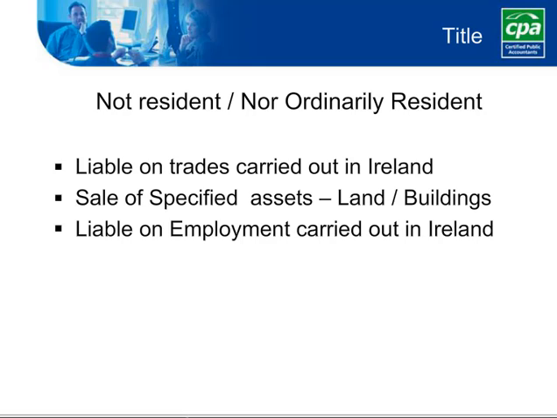A person who is not resident nor ordinarily resident, so the previous example there, when he shed the ordinarily resident status, is liable on trades carried out in Ireland, that could be from a permanent establishment in Ireland, and liable to capital gains tax on the sale of specified assets, which are generally just land and buildings in Ireland. That's why you need a CG50. You'd have to go along to get a CG50, and that's one of the ways Revenue control it, through CG50s.